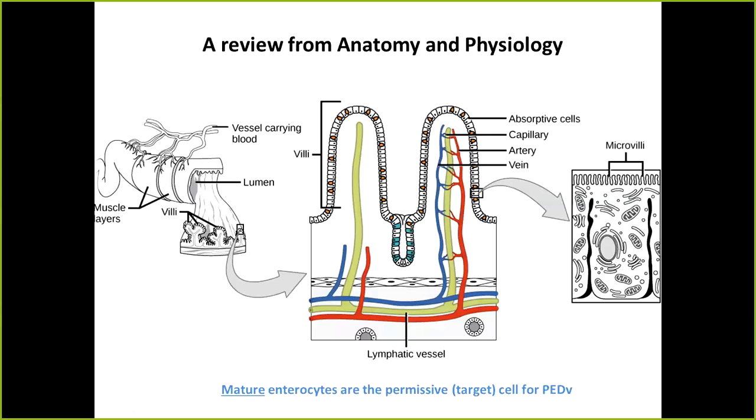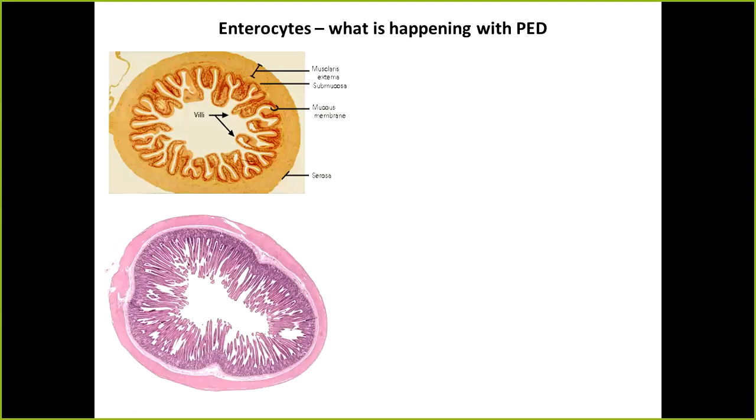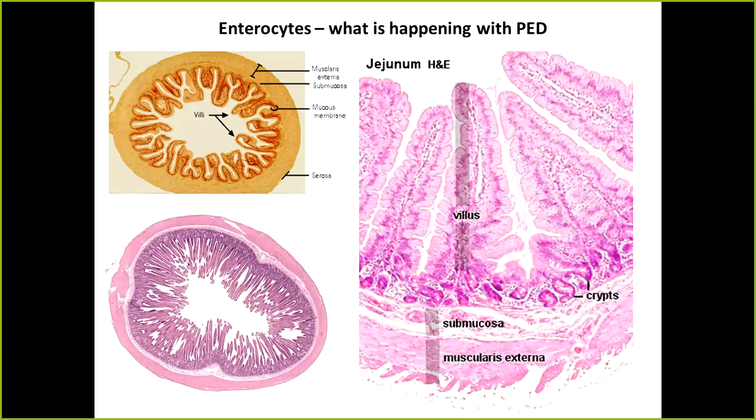Mature enterocytes are the permissive or target cell for PEDV. So what's happening with these enterocytes? This is another look at the gut itself in a cross-section, and you can see, again, the muscular outside and the villi on the inside. A histologic section, again, showing these long finger projections of the villi that are critical to absorption of fluids and nutrients.